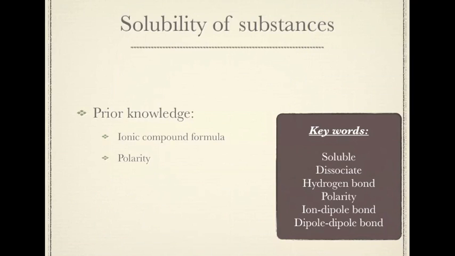First of all, before we get stuck into it, here's some prior knowledge that you should have. You should understand what ionic compound formulas are. You should be able to write down the ionic compound formula for different things. So if I give you a compound, such as magnesium chloride, you should be able to write down the formula for magnesium chloride. It's MgCl2. That's knowledge you should have from Unit 1. You should also have knowledge of polarity, which we covered a bit in the first video, but we also covered more in Unit 1 as well. So these are the two things that you really should have a good idea about before we go into this video.